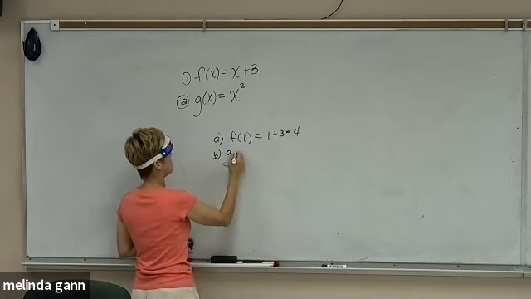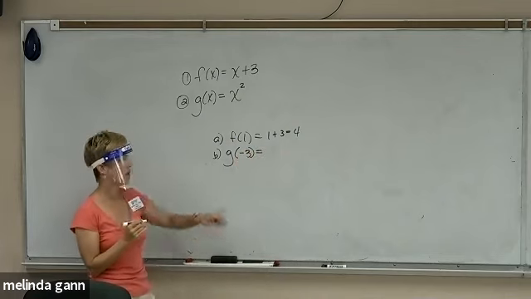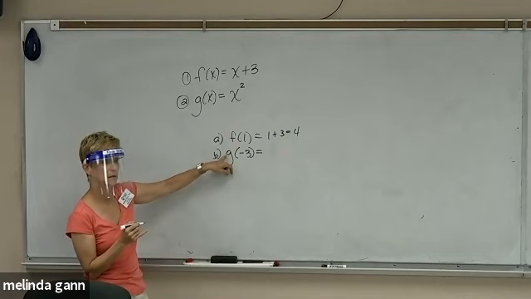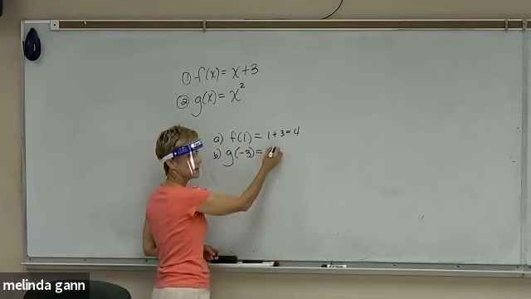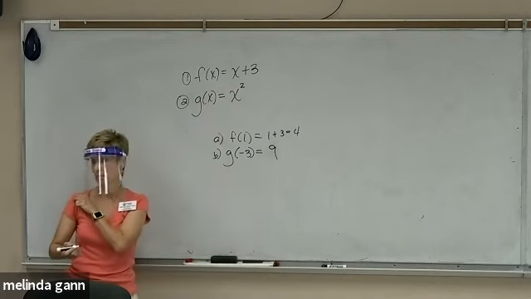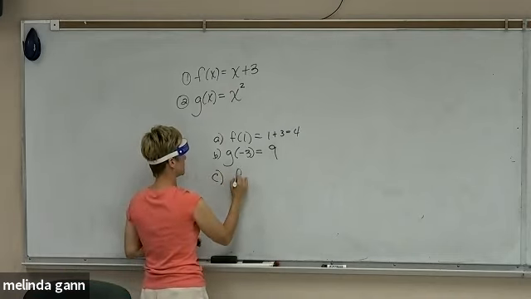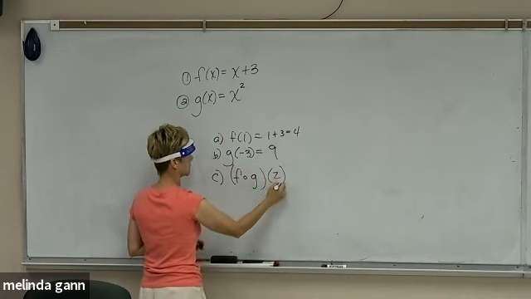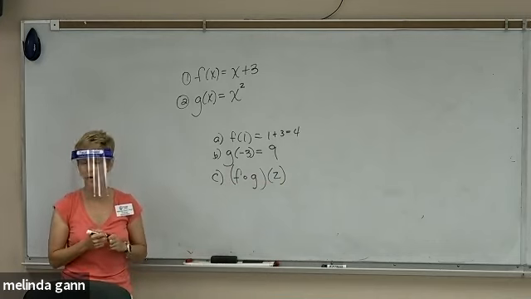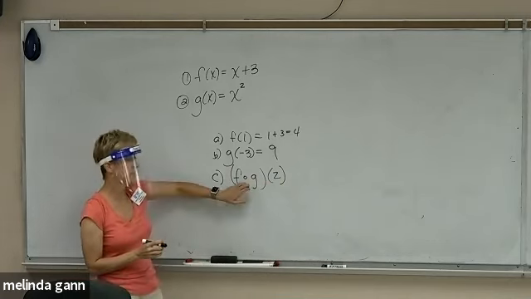If I said, okay, what's G at -3? That means only put -3 in which one? In G. So what happens when you square that? You're going to get what? 9. But if they do this, do we know what to do? Now, that's called a composition of functions.